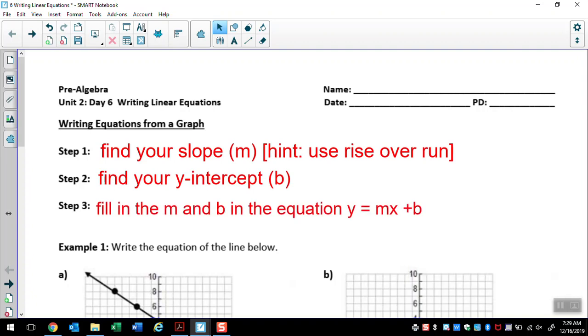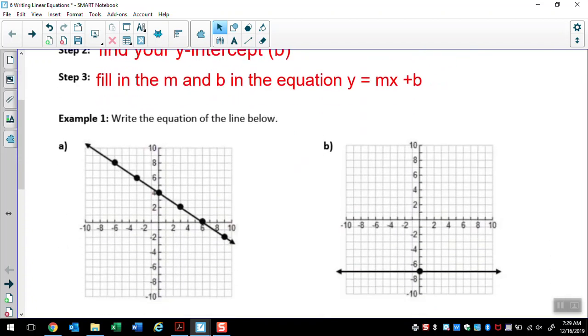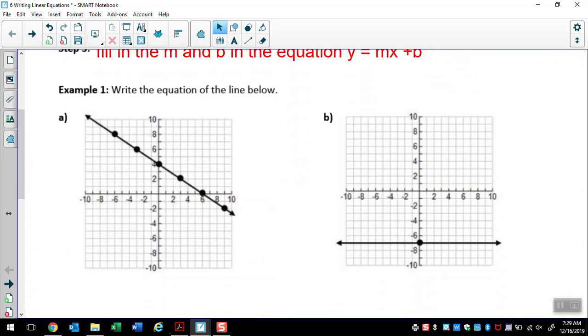And then step 3 is we're going to fill in just the m and the b in the equation y equals mx plus b. The x and the y just represent every single ordered pair or point along that graphed line. Alright, so here we go. Let's take a look at these. Let's write the equation of the line below.